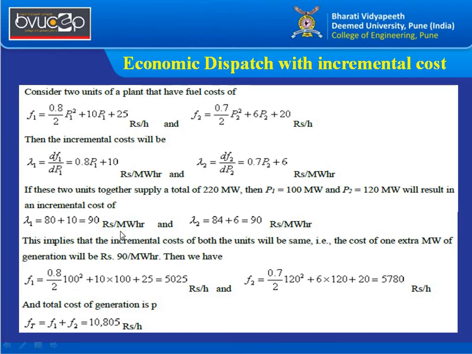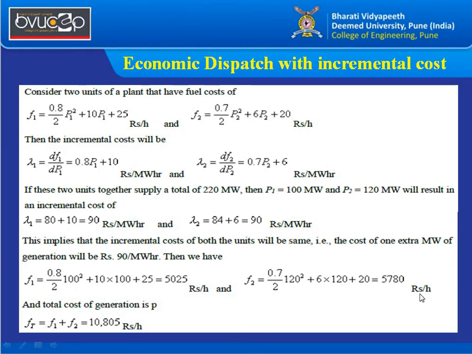Now with this, since lambda 1 and lambda 2 are equal, let us find the actual objective function f1 by substituting the value of p1 here. So it is 0.8 by 2, and instead of p1 we now have 100, so 100 square plus 10 into 100 plus 25, which comes out to be 5025 rupees per hour. And for the second objective function, which is 0.7 by 2 into p2, which is 120 square plus 6 into 120 plus 20, which comes out to be 5780 rupees per hour.